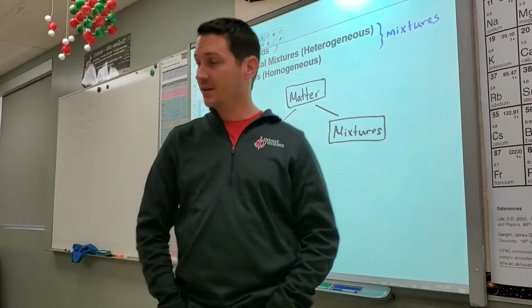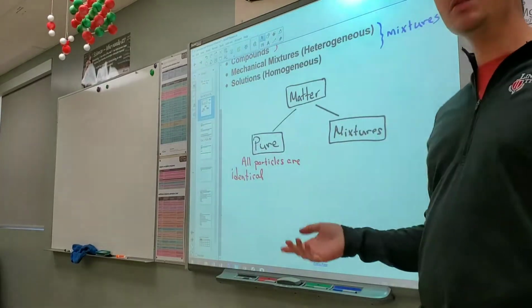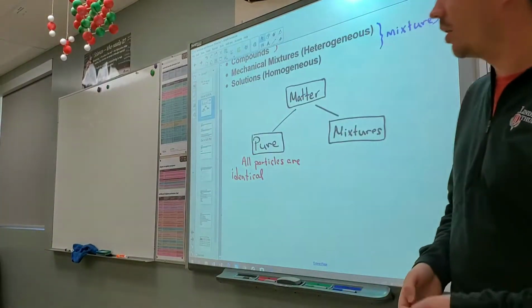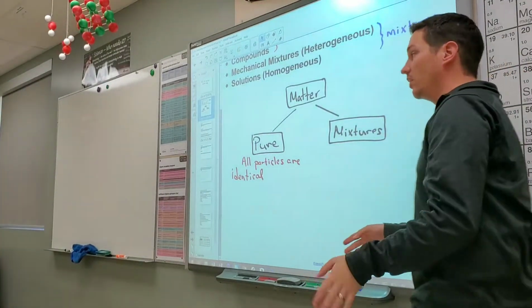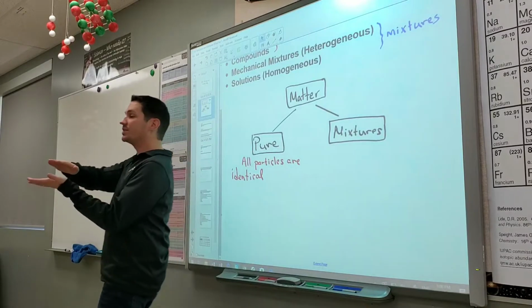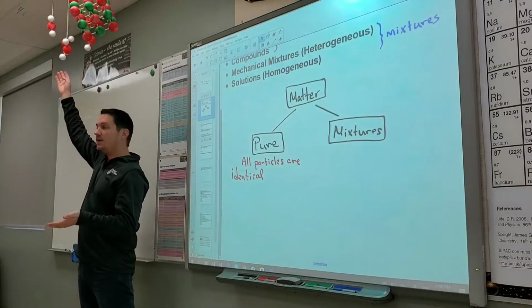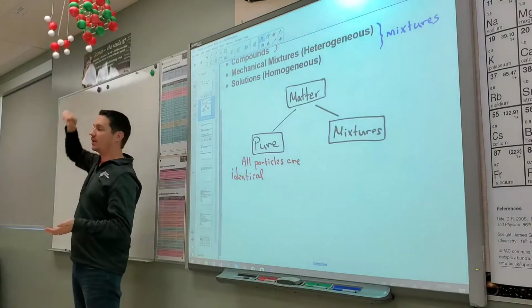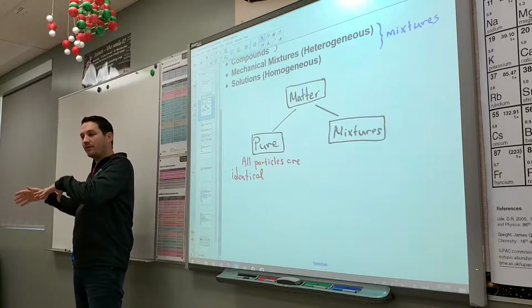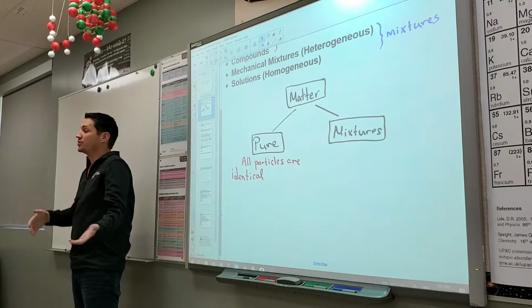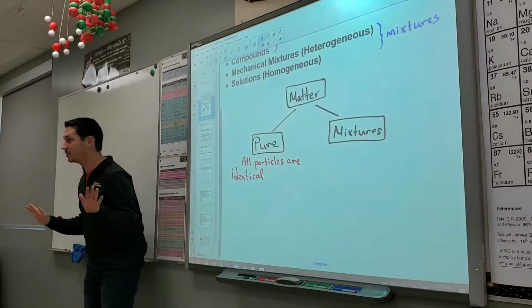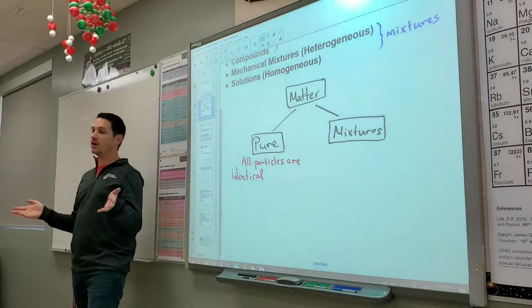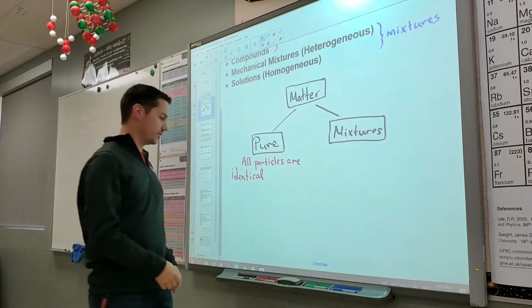In a mixture, you're going to have particles that are not identical. One's one type of particle, one's another type of particle. So for example, if I dissolve anything in the water, you'll have water molecules swimming around, but you'll also have some other stuff, maybe salt or sugar. Are the sugar particles and the water particles identical? No, they're not identical. So that's what makes it a mixture.